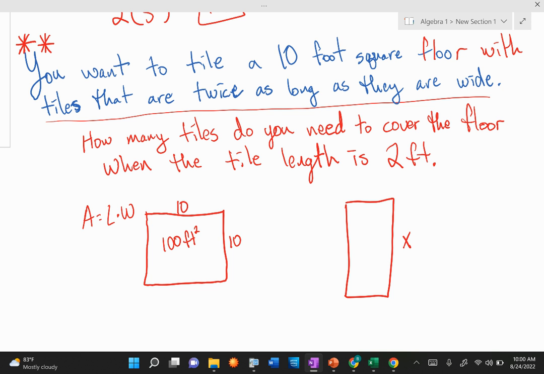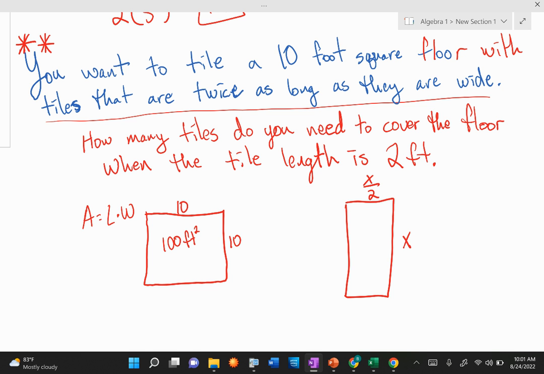What is the opposite of saying twice as big as something? The width is half as. Yeah. So the opposite of saying double something is to say half something, right? Or to have it halved. So x over 2 is going to be the other side of that tile.